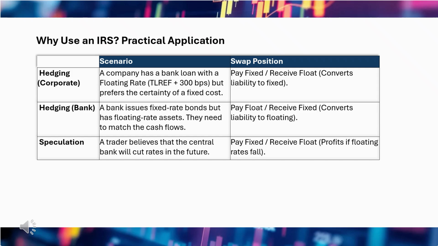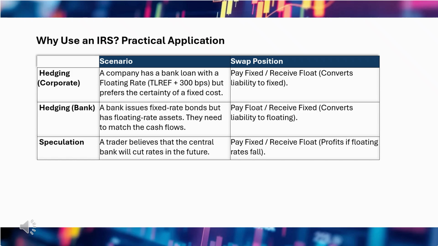On the opposite side, we have the investor or trader using the swap for asset conversion or rate speculation. For asset conversion, an investor might hold a fixed rate bond but want to receive floating income. They would enter a position to receive fixed and pay float. The fixed payment they receive from the swap converts their fixed asset income into floating exposure. For speculation, a trader might believe floating rates are about to fall. By entering the same position, receive fixed/pay float, they profit if the floating rates drop below the fixed rate they are receiving.